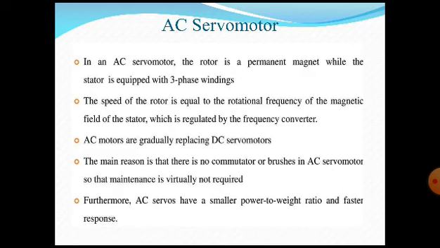Now let us understand, as the name itself implies, AC servo motors. In an AC servo motor, the rotor is a permanent magnet, while the stator is equipped with 3-phase windings. The speed of the motor is equal to the rotational frequency of the magnetic field of the stator, which is regulated by the frequency converter. AC motors are gradually replacing DC servo motors. The main reason is that there is no commutator or brushes in an AC servo motor, so maintenance is virtually not required. No commutator or brushes, a very important concept.